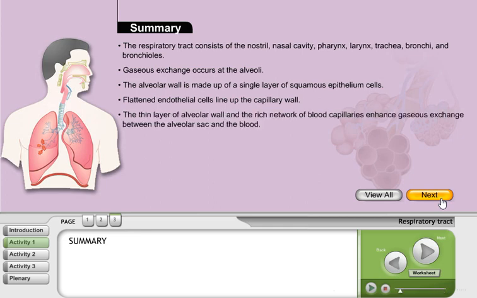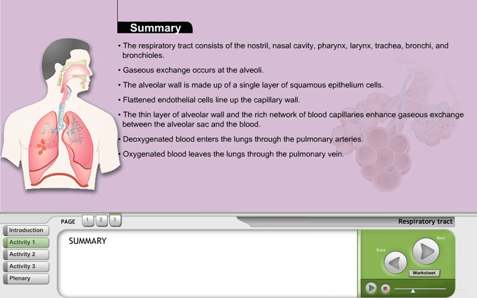The thin layer of alveolar wall and the rich network of blood capillaries enhance gaseous exchange between the alveolar sac and the blood. Deoxygenated blood enters the lungs through the pulmonary arteries. Oxygenated blood leaves the lungs through the pulmonary vein.